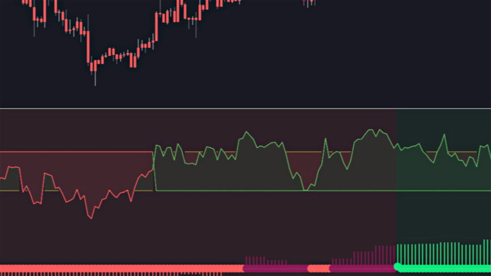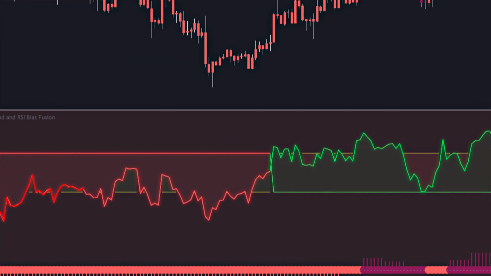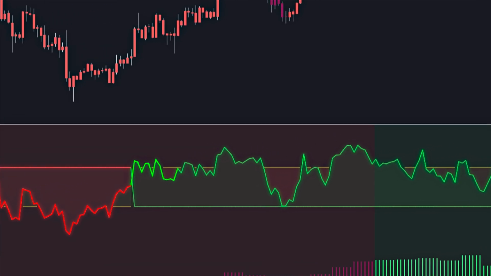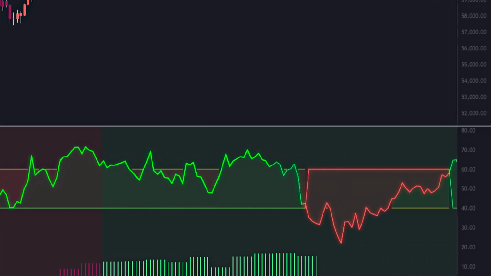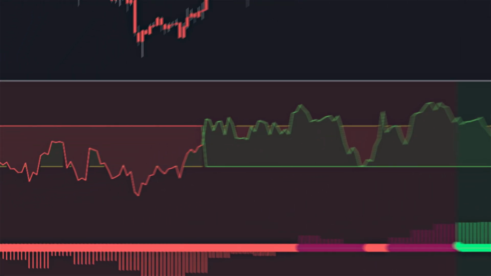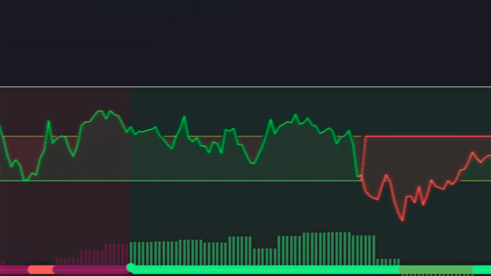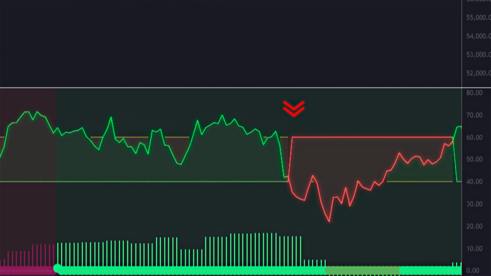The top indicator is an RSI. It measures the speed and change of price movements, helping to identify entry opportunities. Typically, green is for uptrend and red for downtrend. The moment a color change occurs, it is considered an entry signal in favor of the trend.